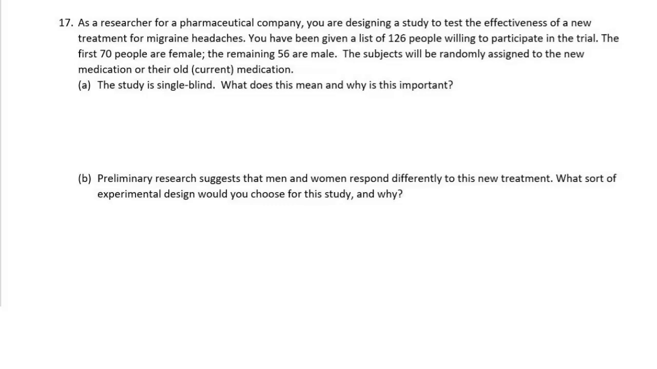There we go. Part B of 17. So 17 says, as a researcher for a pharmaceutical company, you are designing a study to test the effectiveness of a new treatment for migraine headaches. You've been given a list of 126 people willing to participate in the trial. The first 70 people are female, the remaining 56 are male.